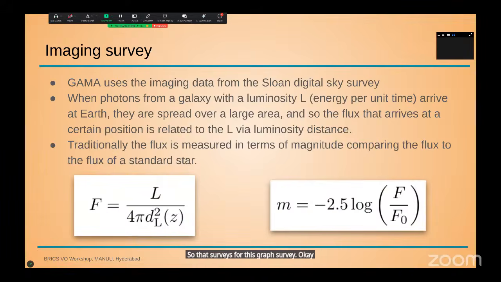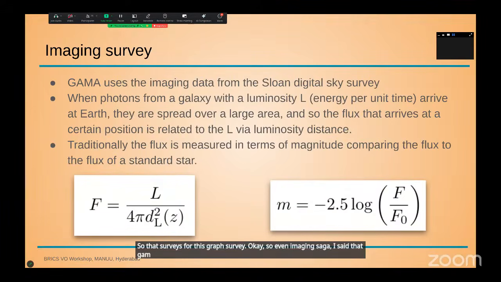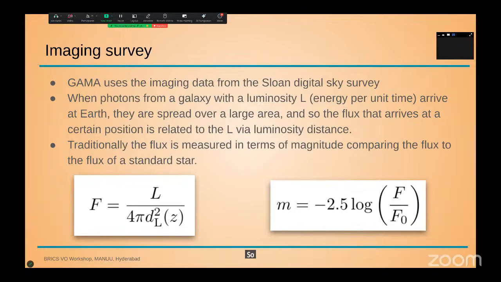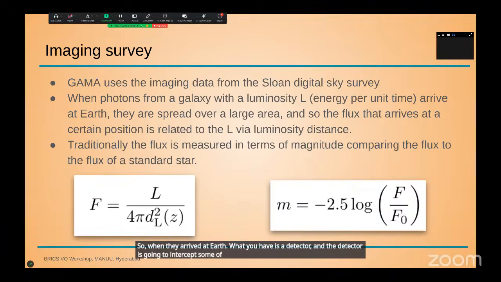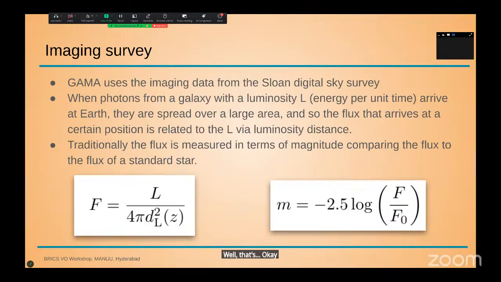Okay, so in an imaging survey, I said that GAMA uses this imaging data from SDSS. When photons from a galaxy with a certain luminosity L arrive, what is L? Luminosity is energy per unit time. So when they arrive at Earth, what you have is a detector, and that detector is going to intercept some of this light which comes from that faraway object. So what you can measure is the number of photons you receive per unit time per unit area for that detector area. Okay, so that is what is called a flux.